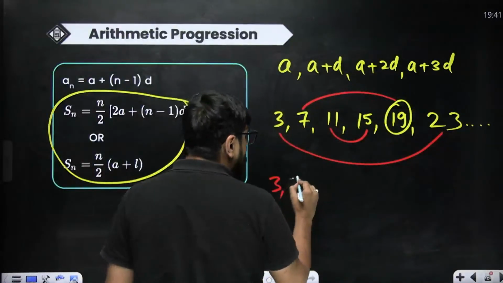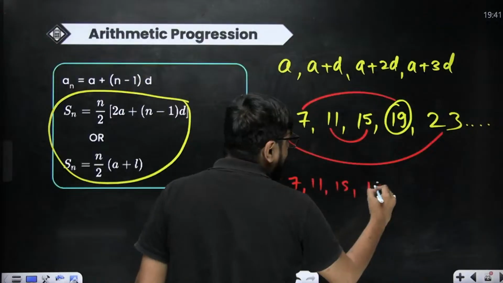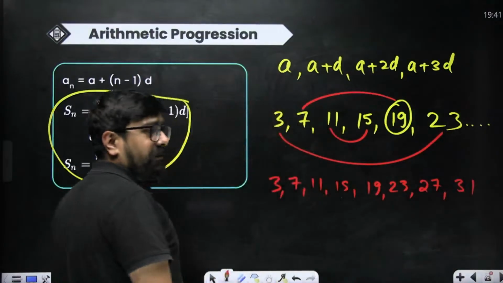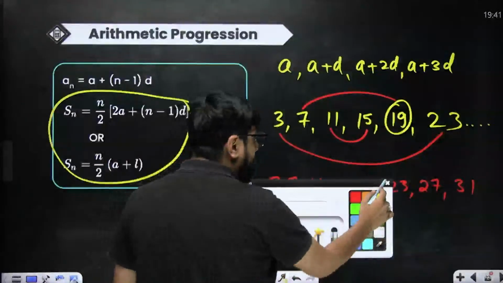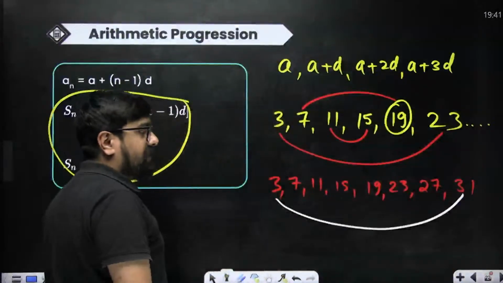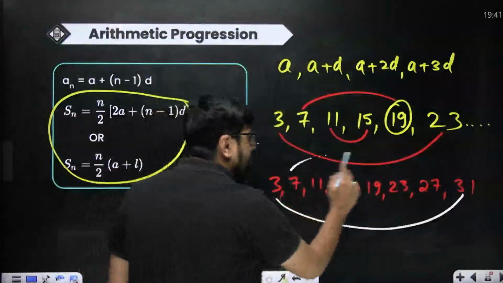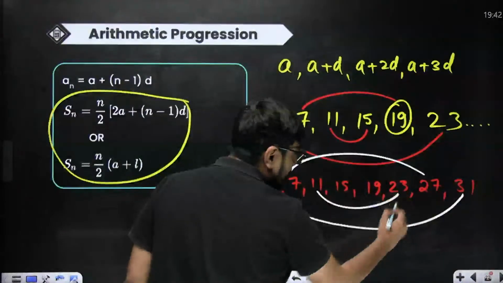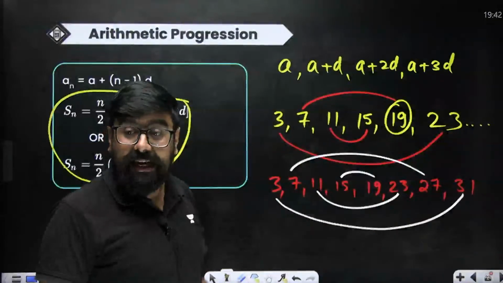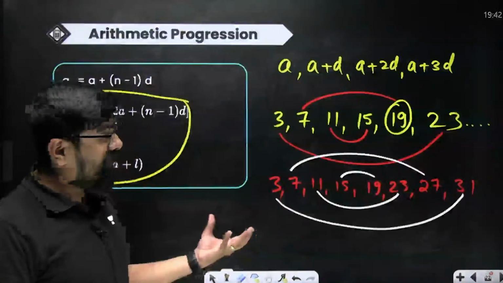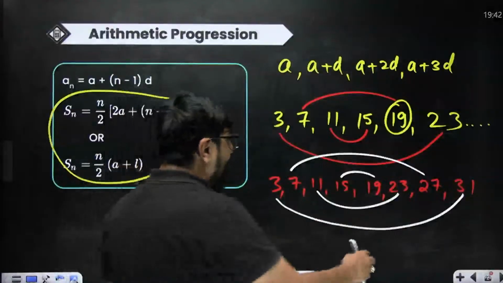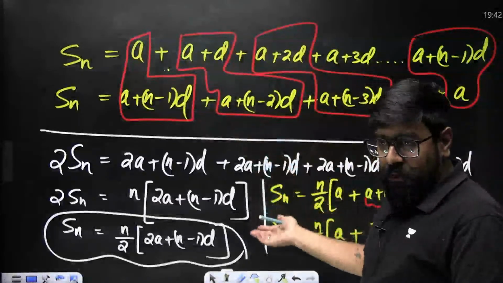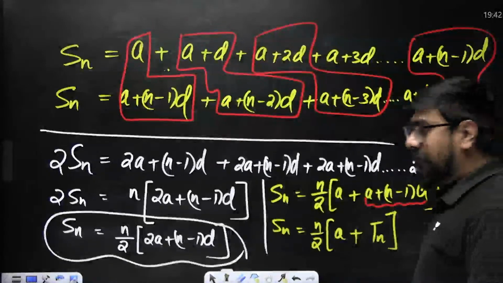If I write some more terms, 3, 7, 11, 15, 19, 23, 27, 31, then also this thing is the same. Equidistant terms: 3 plus 31 is 34. 27 plus 7 is 34, 34, 34. The sum of equidistant terms in an arithmetic progression will be the same. And this is how I realized, I'll just write it in reverse. What's the problem? I'll get the sum of n terms formula.